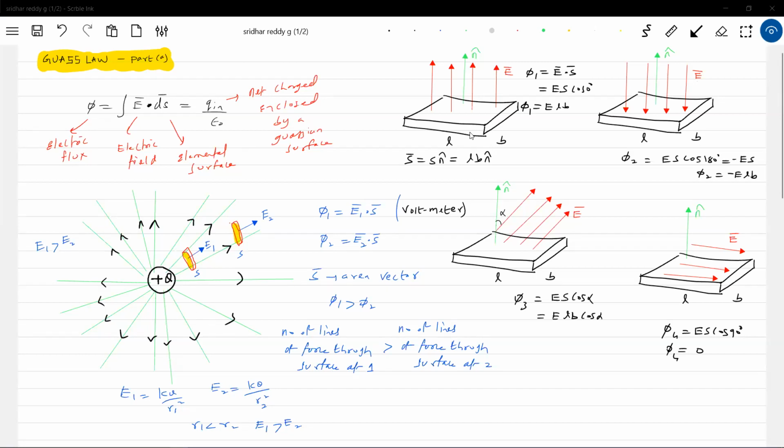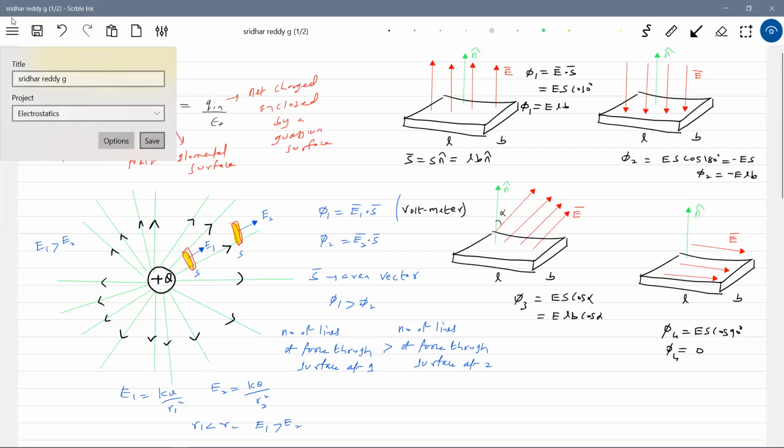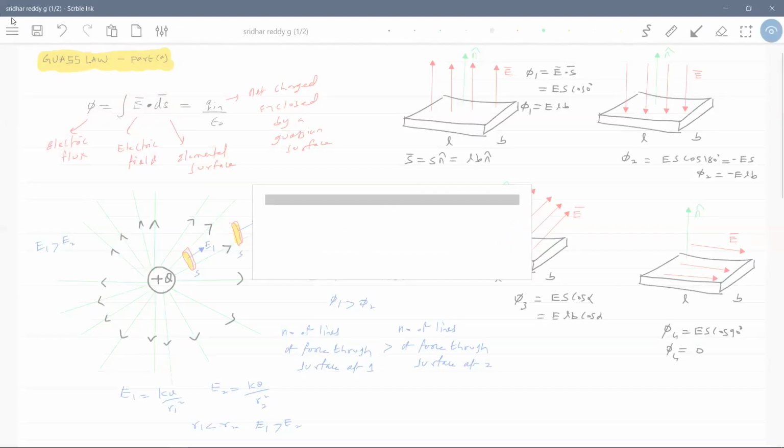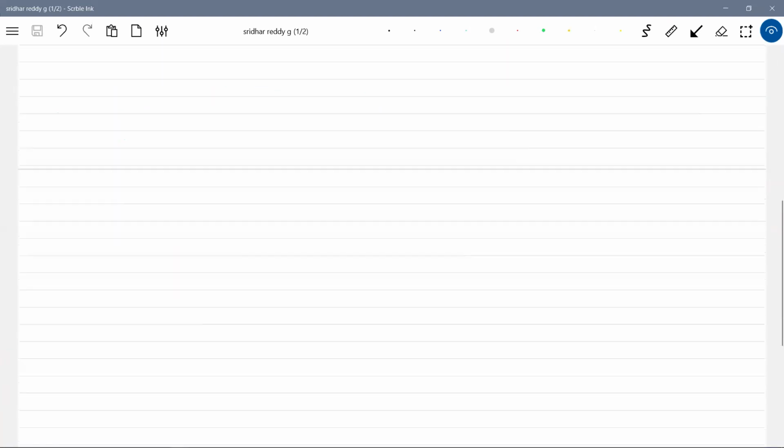Like this, we introduced the idea of electric flux. You can directly multiply the field strength into area if the field is uniform, that is, if the electric field strength is constant at all points on a surface. If the field strength is different at different points, we'll take one more example. Just see once. Let's take the next examples.